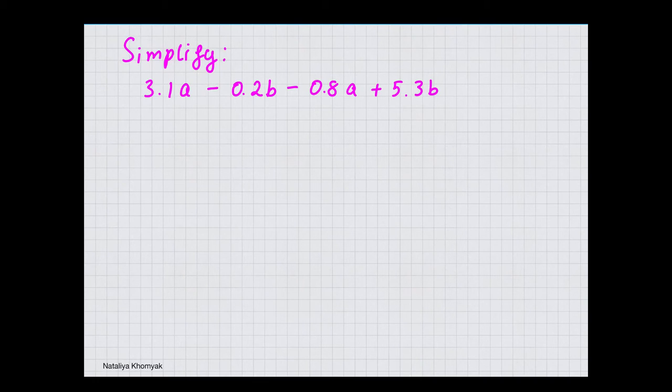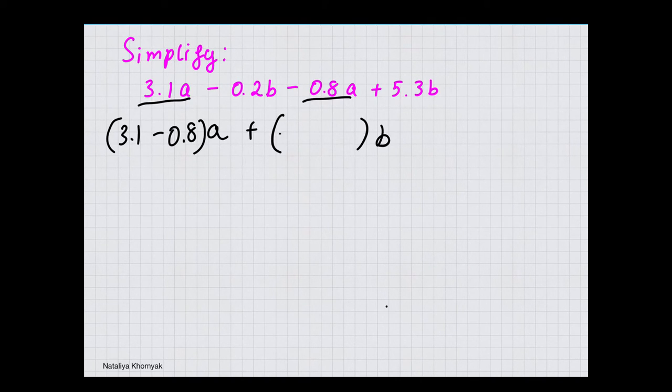Here we have 3.1a, negative 0.2b minus 0.8a plus 5.3b. We want to rewrite like terms. So we have a, 3.1 and minus 0.8, plus we have b, we have negative 0.2 plus 5.3. Okay, so for a's we have different signs, so we're going to look for the difference.